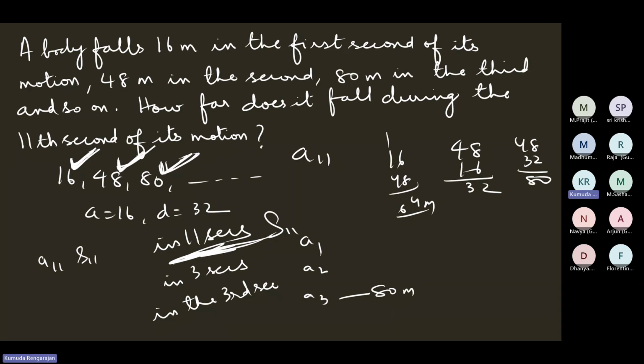How much can you write in 5 minutes? That means totally from the beginning till the end of 5 minutes. So how far does it fall during the 11th second is A11. How far does it fall in 11 seconds? The total time you have given is 11 seconds. How much distance did it cover in 11 seconds? You have given the object totally 11 seconds, so then you should find S11.